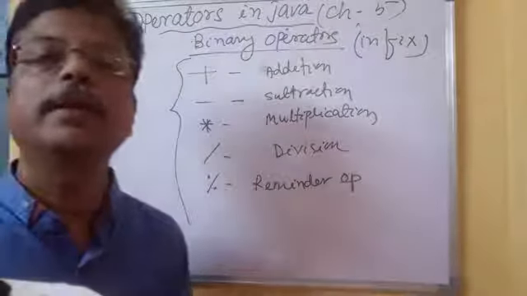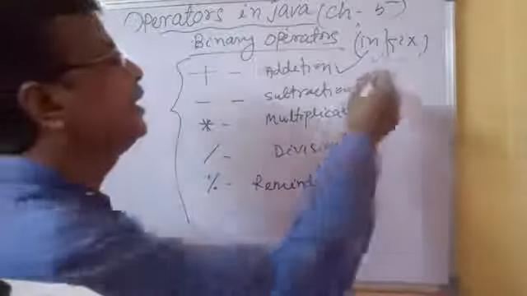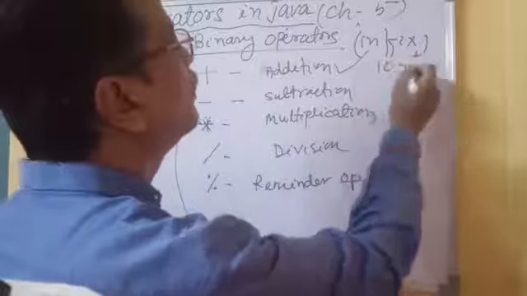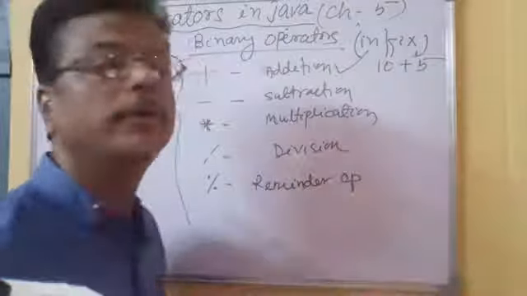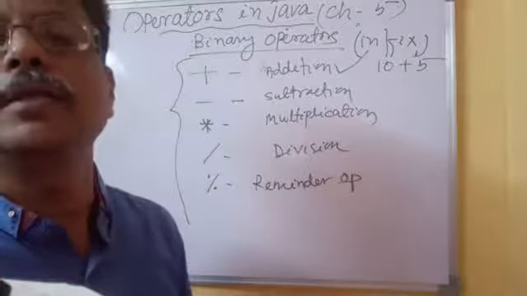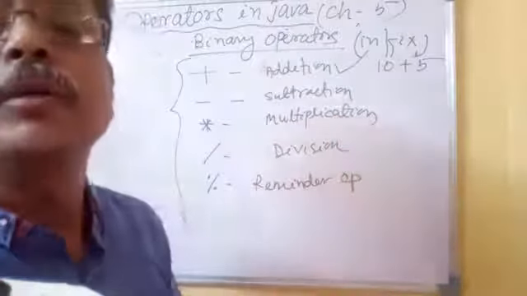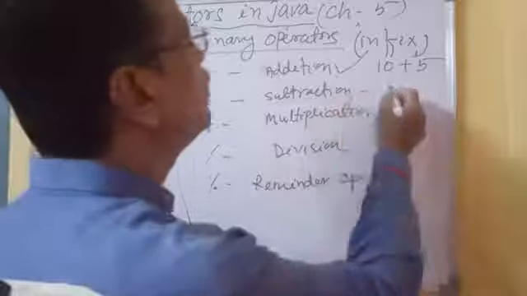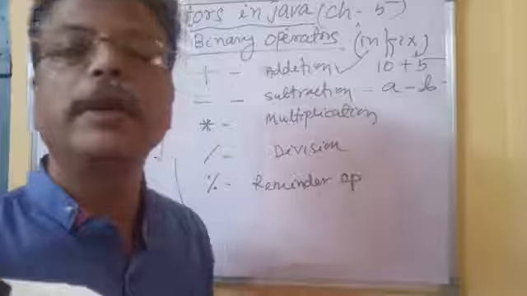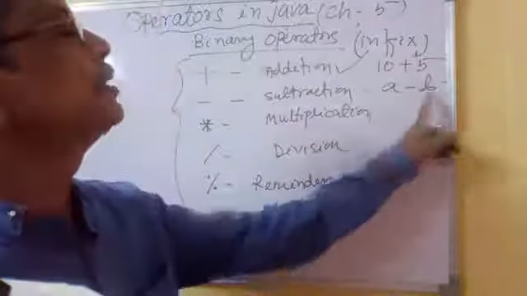These binary operators, you very well know that plus is for the addition purpose. In infix notation you can write a plus b, or 10 plus 5. In mathematics also we use it for the same purpose. Then minus is for subtraction. You can write 10 minus 5, or a minus b. So in this manner you can write in infix notation. As I told you, in infix notation the operator is in the middle and the values are on both sides.